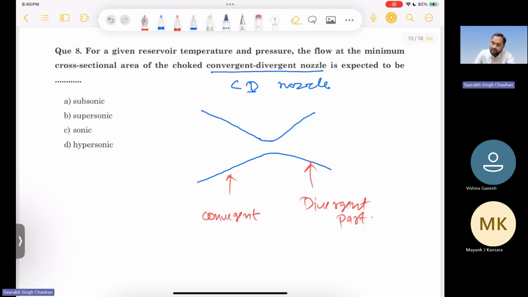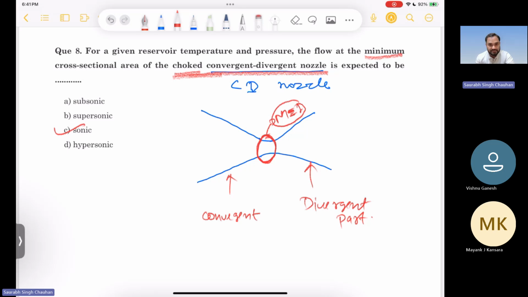So it is asking about flow at minimum cross-sectional area. So here you have the minimum cross-sectional area. And in case of a choked convergent divergent nozzle, the Mach number at the minimum cross-sectional area point should be equal to 1. This should be equal to the speed of sound. So here you should have Mach number equal to 1. Mach number 1 means it is subsonic, no. Supersonic, no. Hypersonic, no. It is sonic.